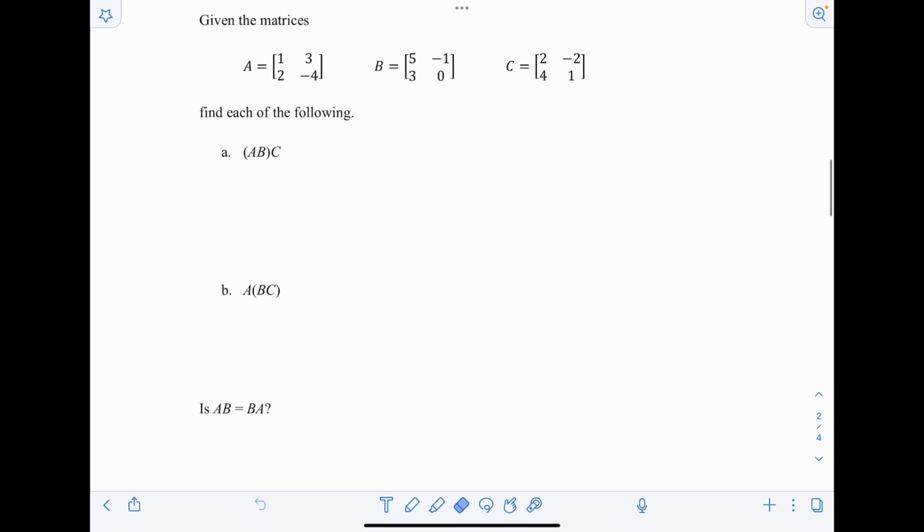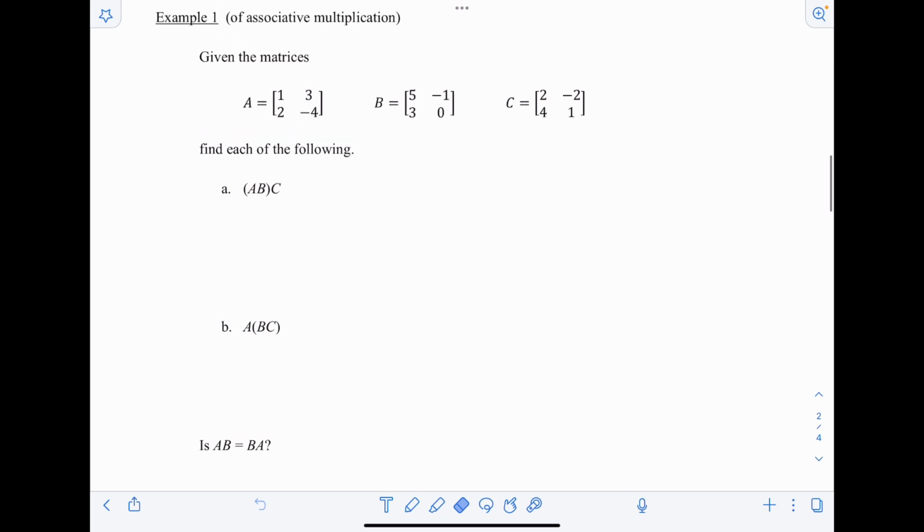And then we've got a last little part here: is A times B the same as B times A? Again, if you want to do these on your own first, that's great. Otherwise, you can just keep rolling here, and we'll go through this together. So for the first one, we're going to multiply A times B, and I'm just going to do this in my head here. So A times B is going to be 5 and 9 is 14, and then we've got -1 and 0 is -1, and then for our second row, we've got 10 and -12 is -2, and then -2 and 0 is -2. So this is AB, and now we are going to multiply this by C.